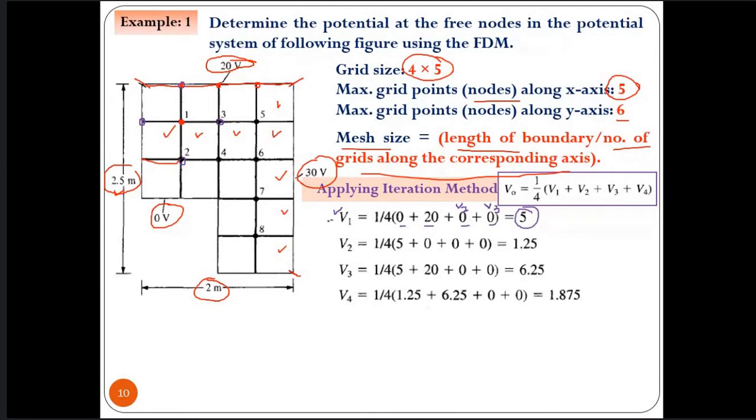Next, move to V2. What will be the equation of V2? V2 means potential at this point. Someone tell me what will be the equation? Which is as per the equation, 1 by 4.